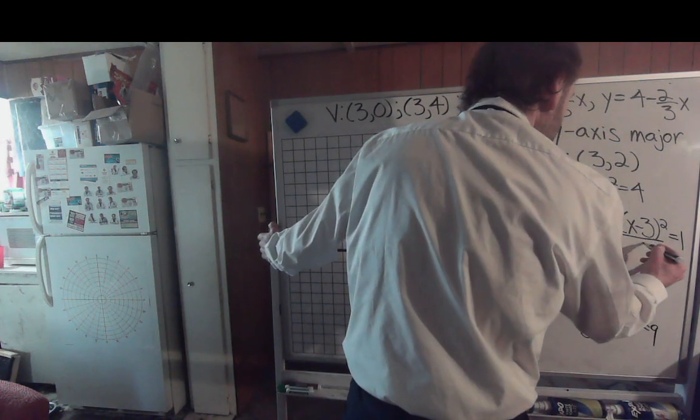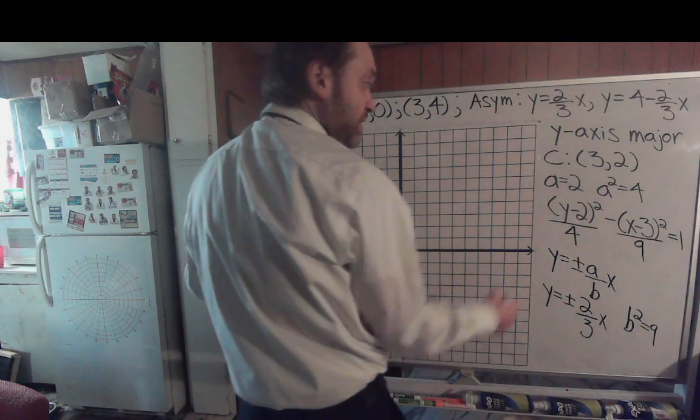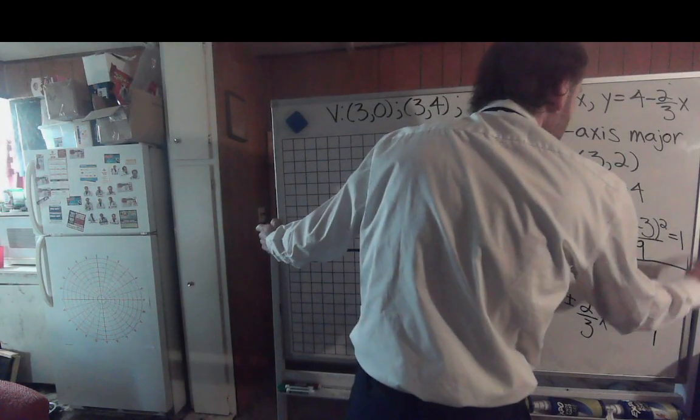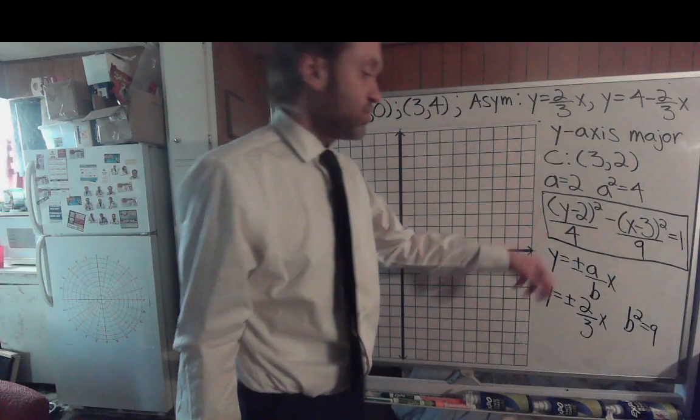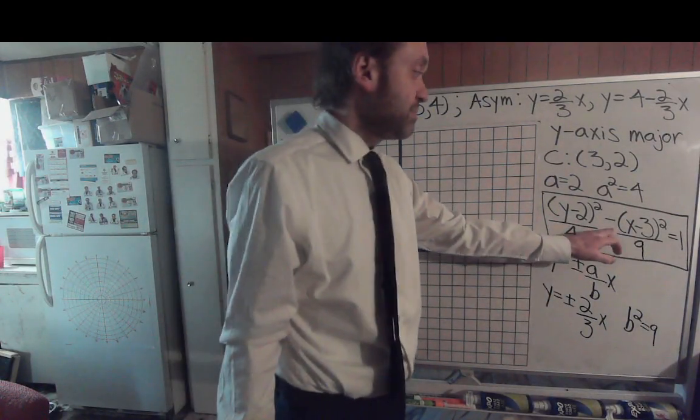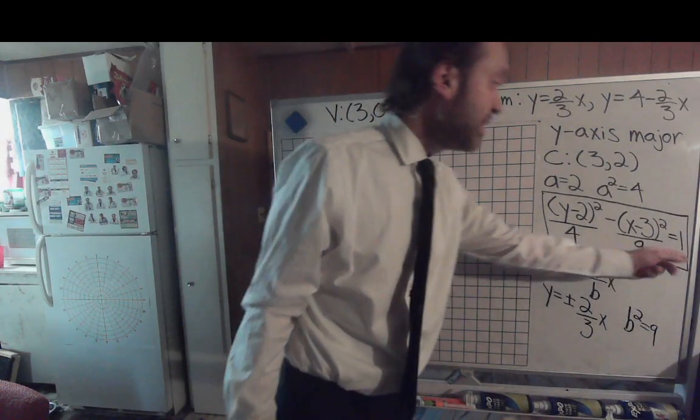So in the end, you should get 9 below the x minus 3 squared. So the equation you should be looking for is y minus 2 squared over 4 minus x minus 3 squared over 9 equals 1.